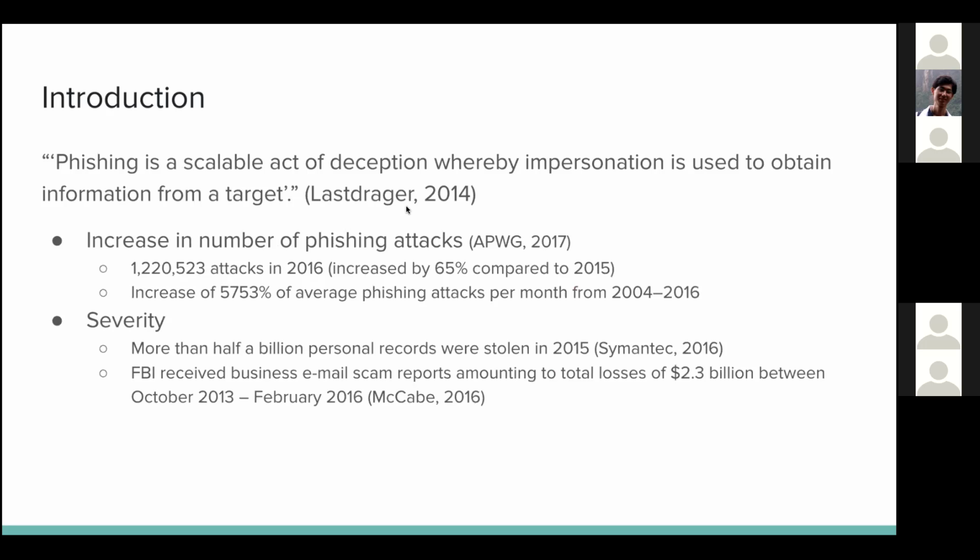Yeah. One definition presented in this paper is that phishing is a scalable act of deception, which uses impersonation to obtain information from a target. So the idea, like Dr. Lin Yun said, is that phishing involves deceiving a potential victim and pretending to be someone or something else, so that the victim will give the credentials to the attacker. The other component is that this act tends to be scalable. It's not just one-on-one, but the attacker will target many victims at the same time.